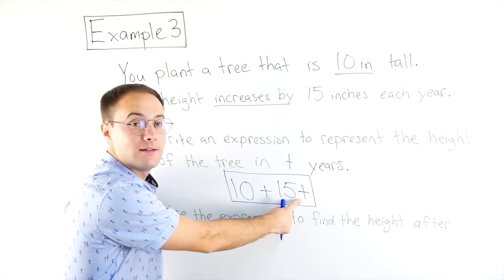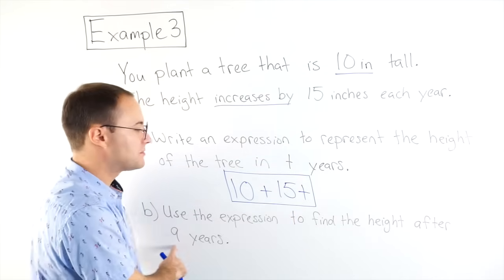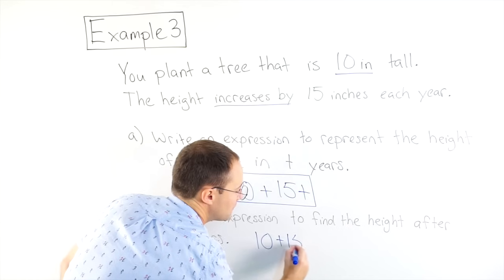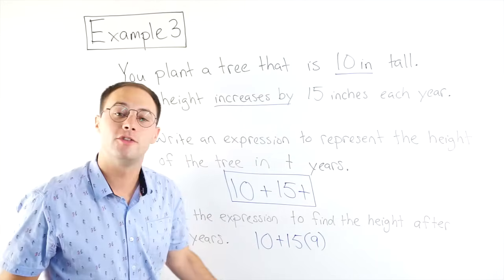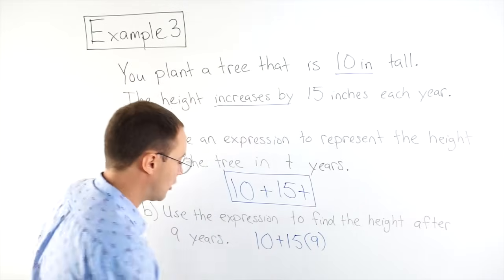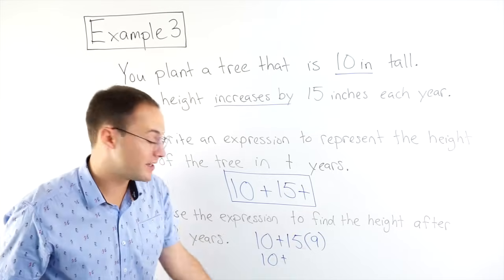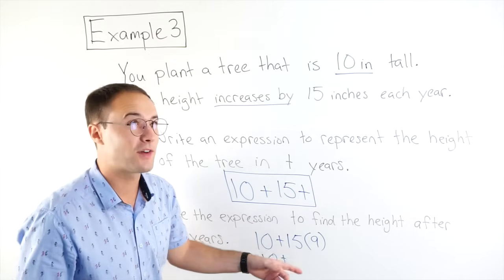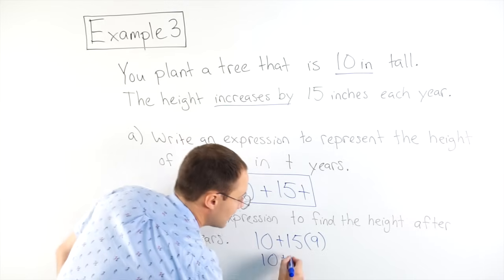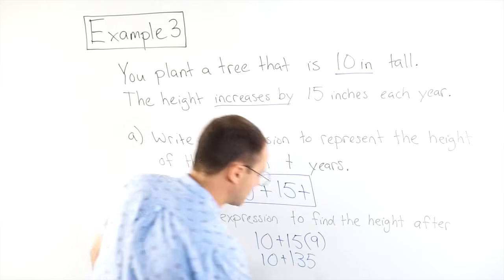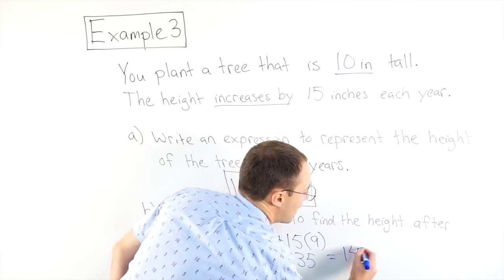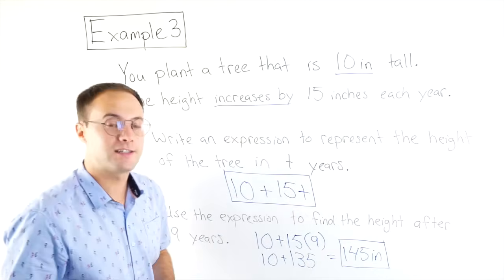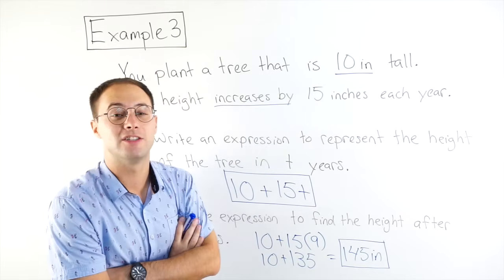Well, we know t is the variable that represents years, so I'm going to substitute 9 in for t. So it becomes 10 plus 15 times 9. Always use your parentheses when you're substituting. So 10 plus, my order of operations say I got to do this multiplication first. 15 times 9, well, 9 times 10 is 90. 9 times 5 is 45. 90 plus 45 is 135. And if I add those together, I get 145. Remember your units, we're talking about inches. So after 9 years, I would expect the tree to be 145 inches tall.